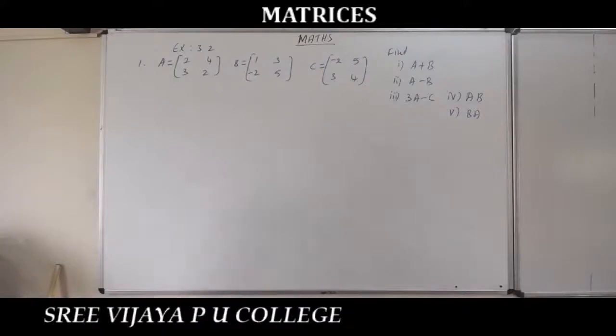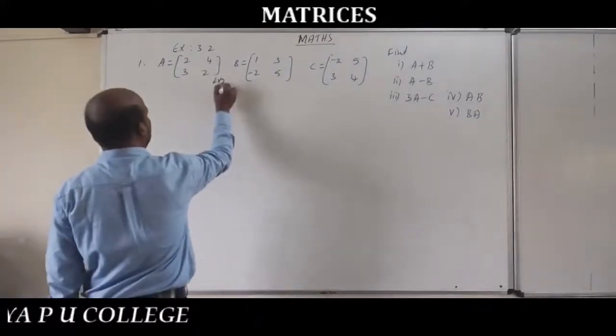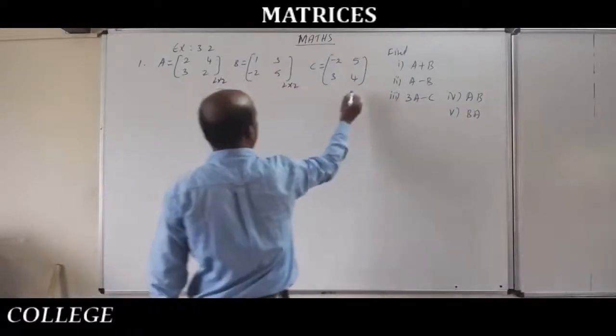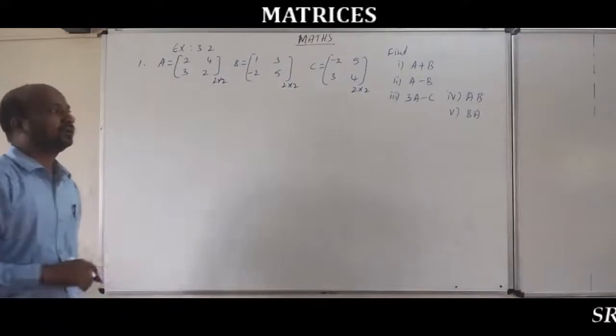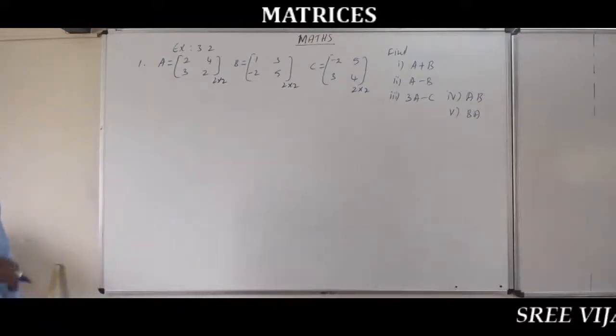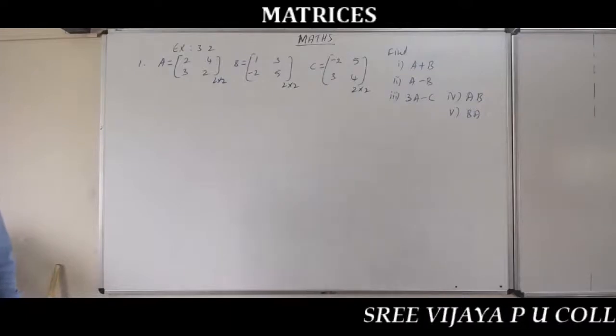All the 3 matrices are square matrices of order 2x2. So we have to find A plus B, A minus B, 3A minus C, and AB, and then BA. Okay.